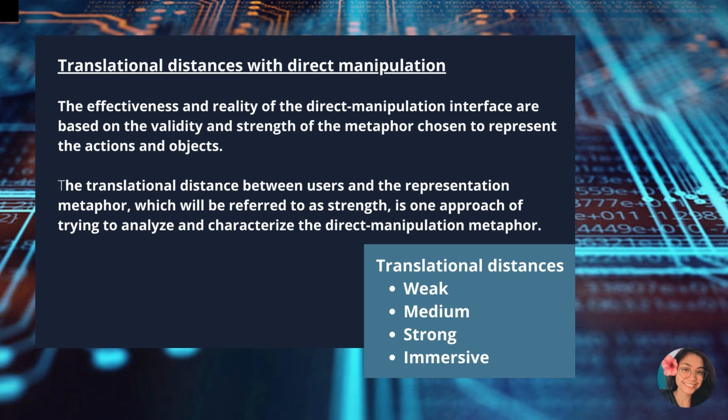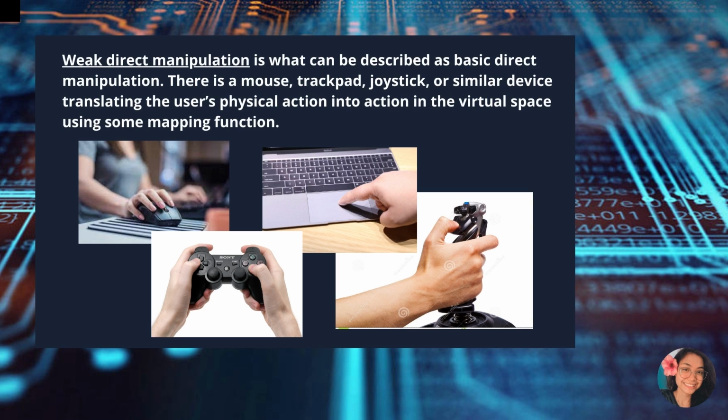So these are the examples of translational distances: the weak, medium, strong, and immersive. Weak direct manipulation is what can be described as basic manipulation. There is a mouse, trackpad, joystick, or similar device translating the user's physical action into the virtual space using some mapping function. So an example for this is the early video game controllers, and as what we've seen in the images, like the joystick, trackpad, and the mouse.